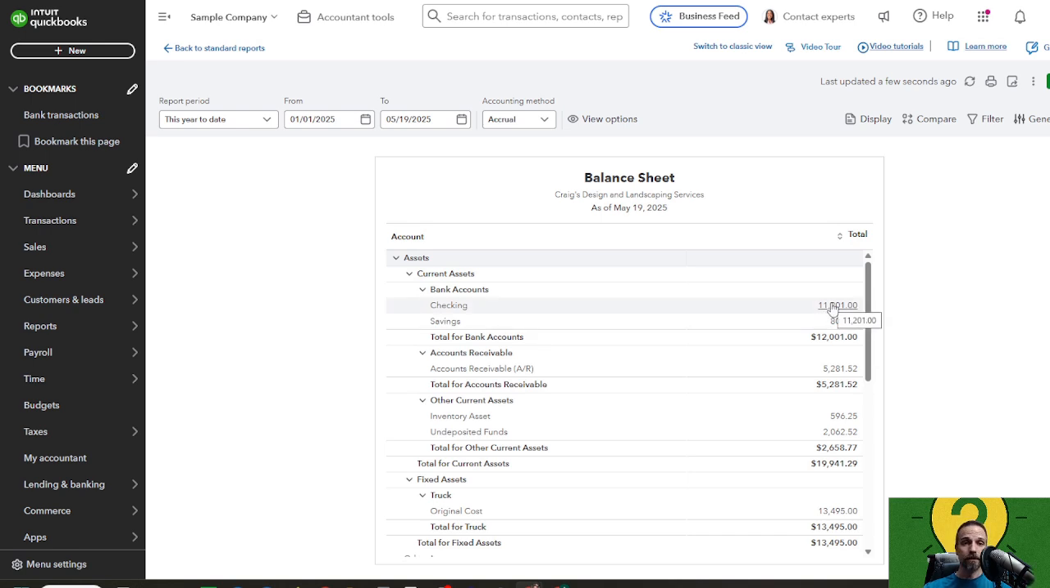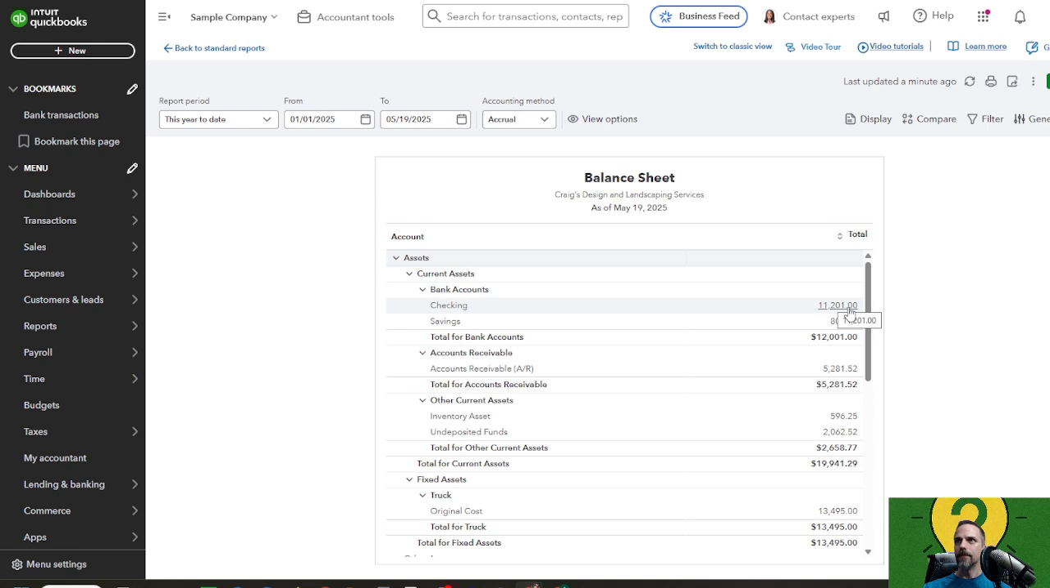I debited the cash account, which is the bank account. If you hear an accountant say cash account, they're likely talking about your checking or savings. It's what is readily available for you to pull from, essentially, as opposed to something like an investment account.